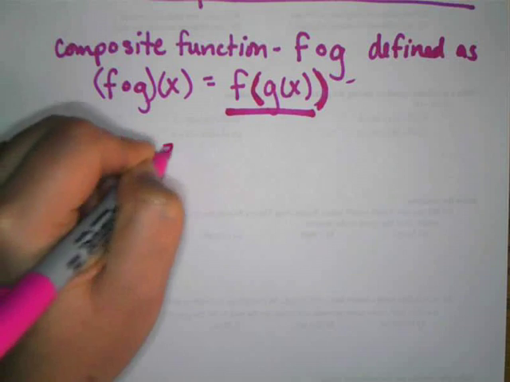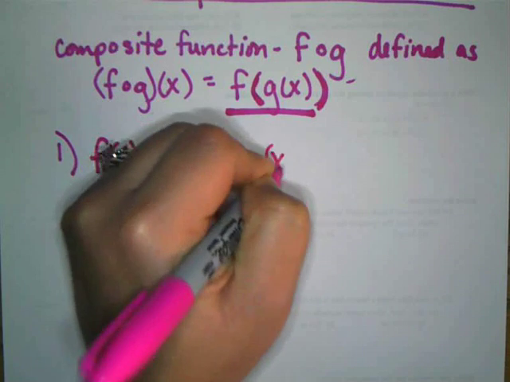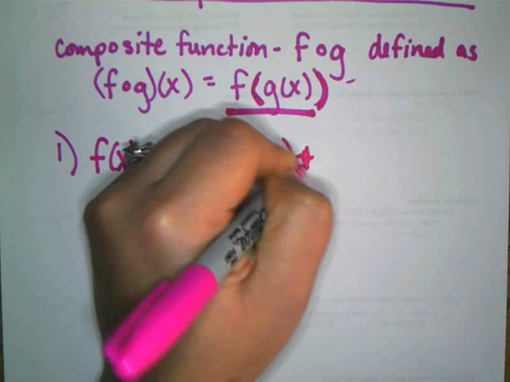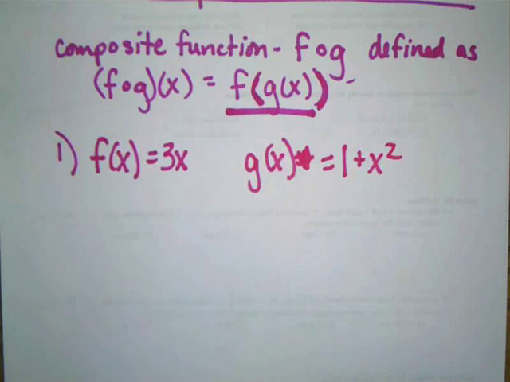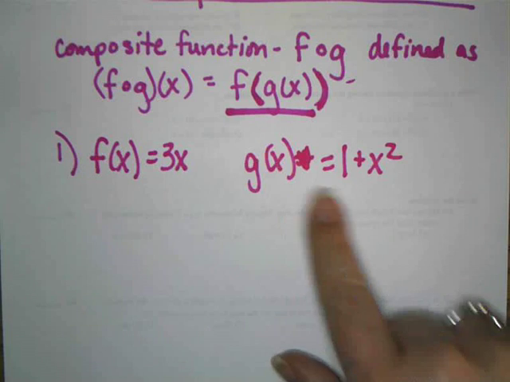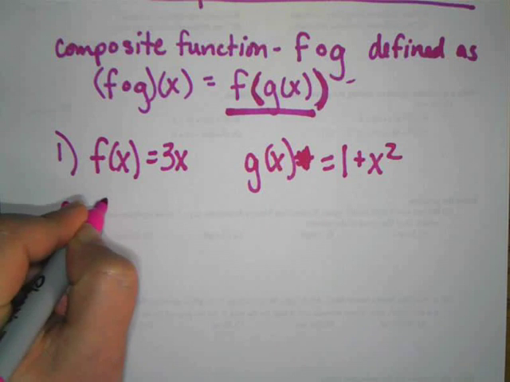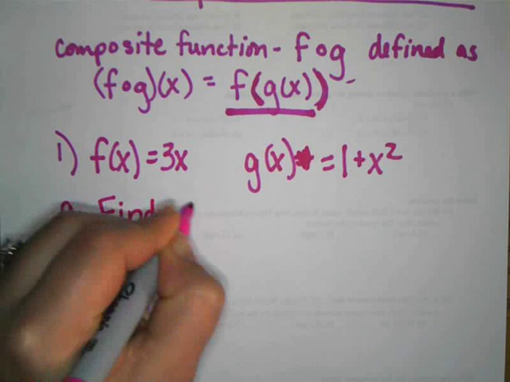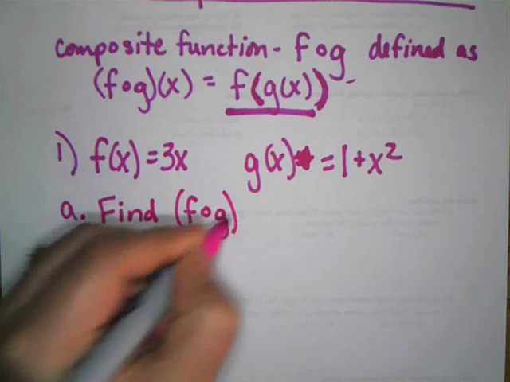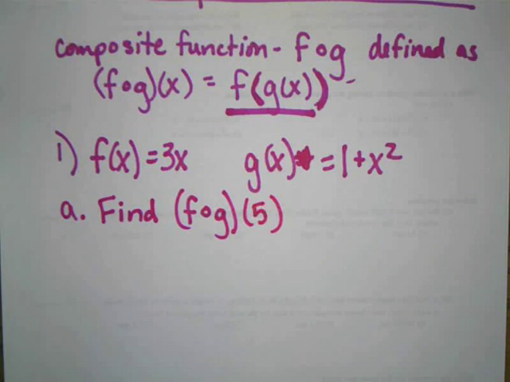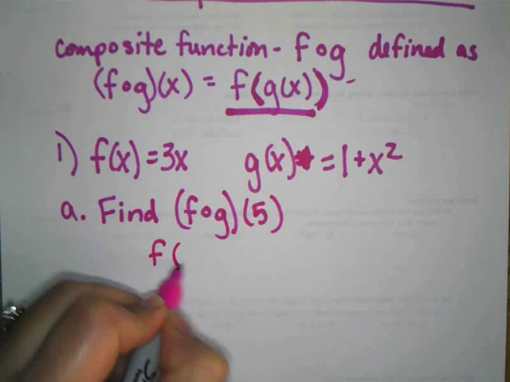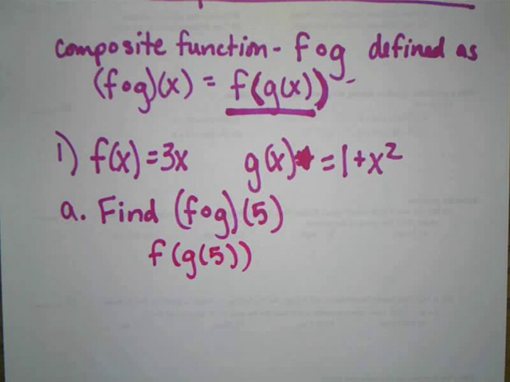F of x is 3x and g of x equals 1 plus x squared. So f of x is 3x, g of x is 1 plus x squared. And now, part A, we'll start by finding f open circle g of 5. Some people will even shorthand and say this "fog of 5," but it's not an O, it's a tiny open circle. And this is also written as, this is the way I prefer to write it, f of g of 5.